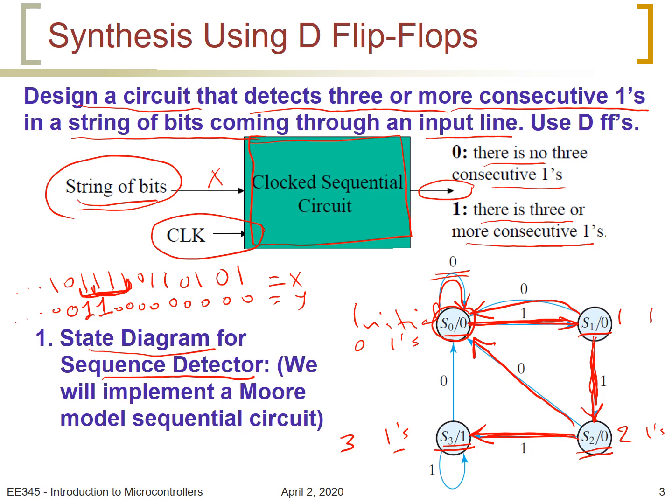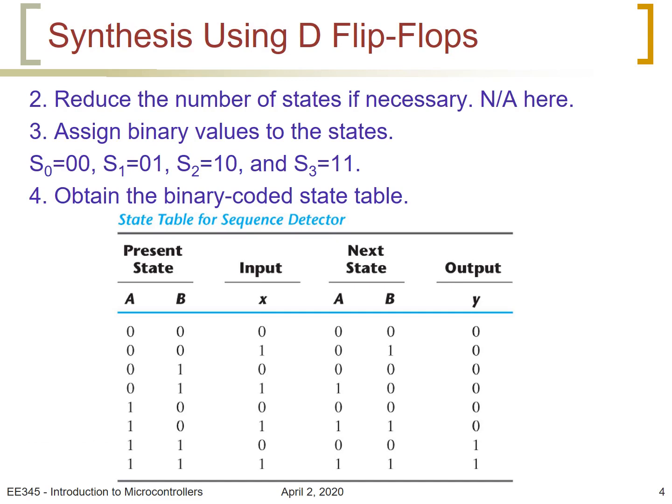Now, while we are in S3, as long as we receive 1, we stay in S3 because the problem says 3 or more ones. So with more ones, we can get a 4th and 5th and 6th, and we stay in S3. And the first 0 that comes when we are in S3, we will go back to S0. So this is the state diagram that we developed. And as we mentioned, we should reduce the number of states if possible. It is not applicable here because it cannot be reduced further.